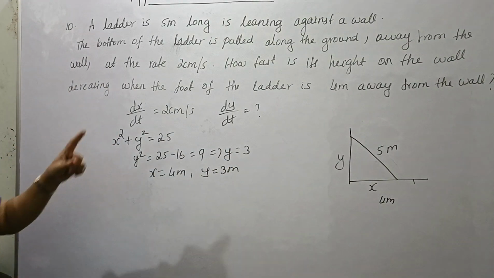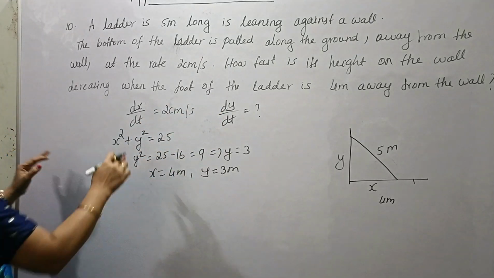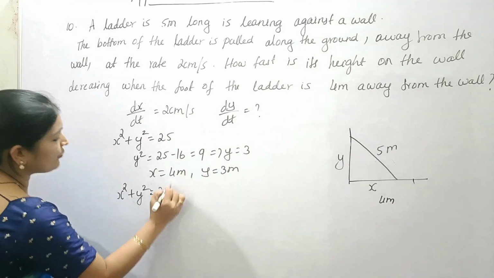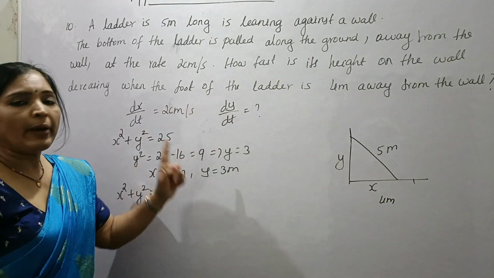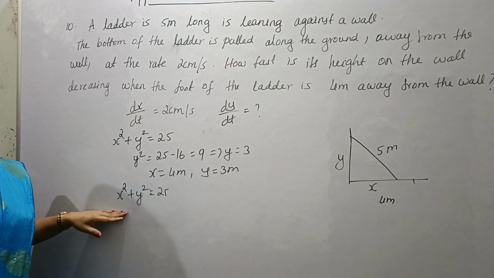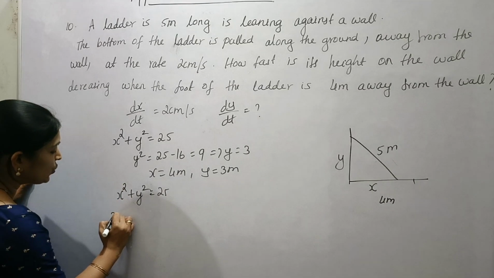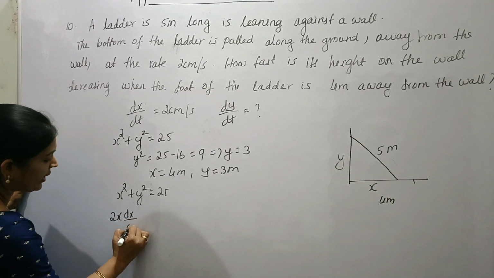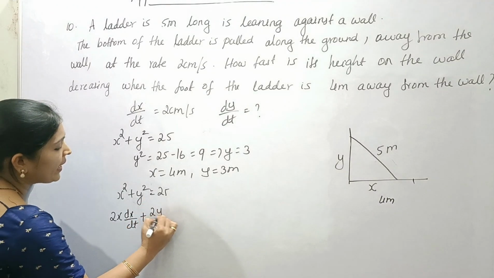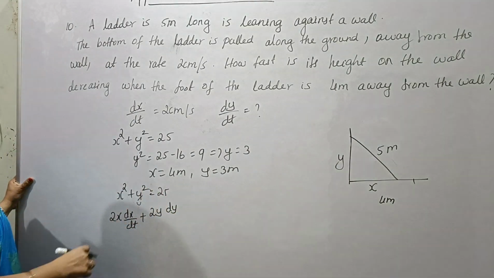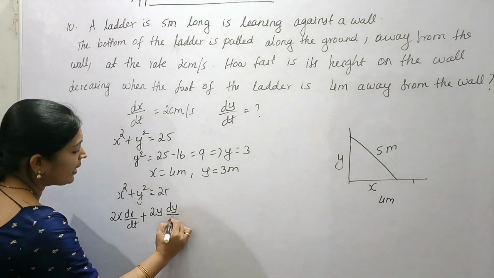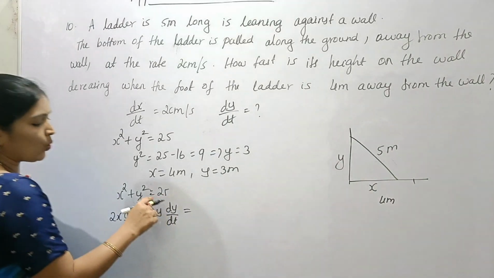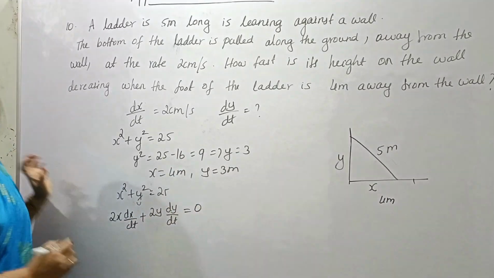Okay. Now, what we have to find? dy by dt. Okay, let's write this equation again. x square plus y square is equal to 25. To find dy by dt, let's differentiate it with respect to t. That is 2x, next derivative of x with respect to t, dx by dt, plus 2y dy by dt, is equal to derivative of constant, which is 0.